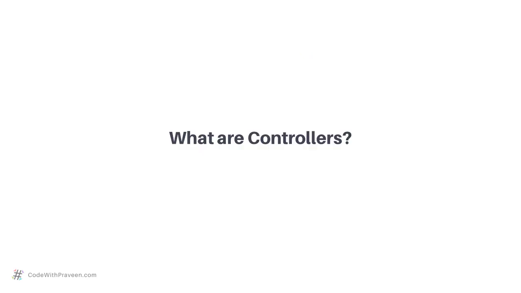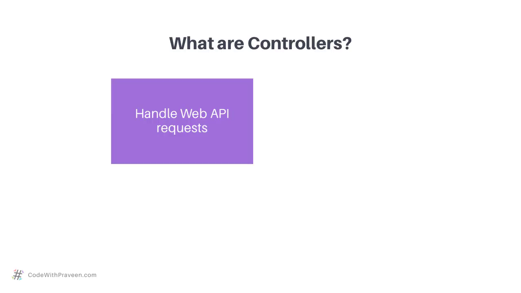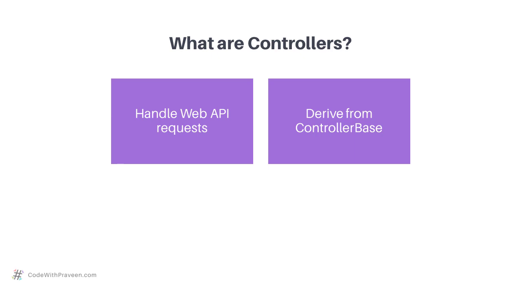Any Web API project consists of one or more controller classes. These are special classes that handle Web API requests. Remember that when you are working on an ASP.NET Core Web API project, the main objective is to expose and implement API endpoints. You do so using one or more of these controller classes. In ASP.NET Core Web API context, they are classes that derive from the controller base class.